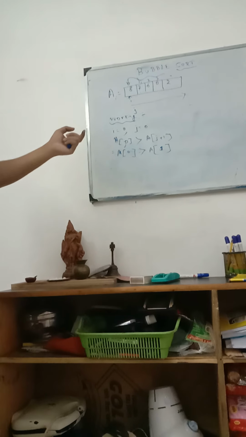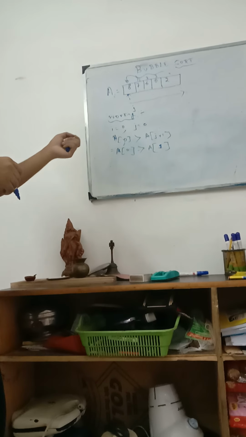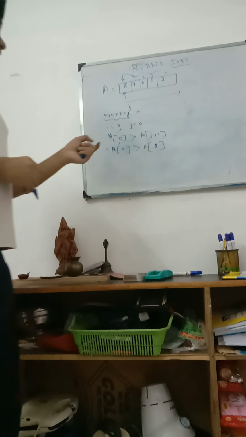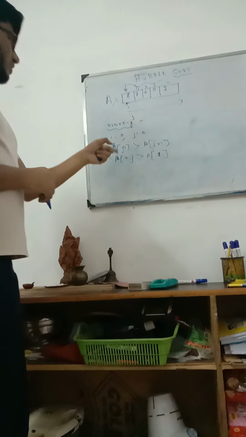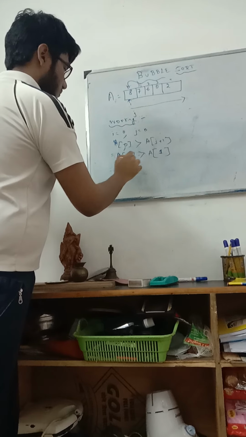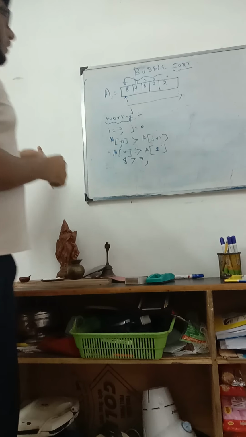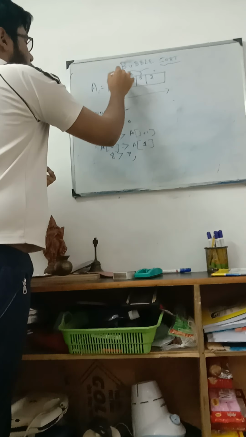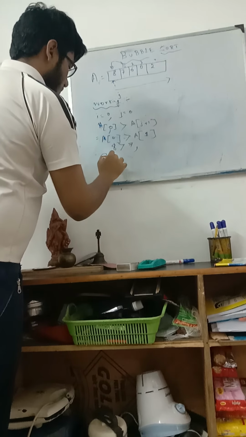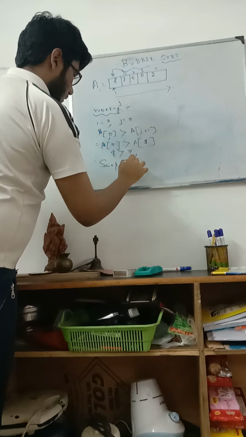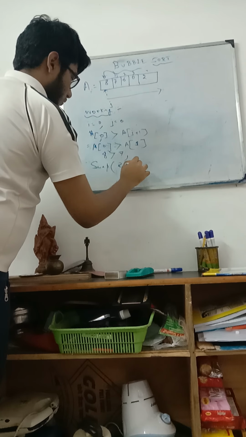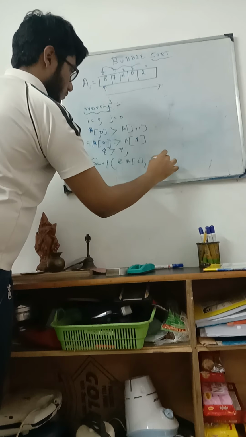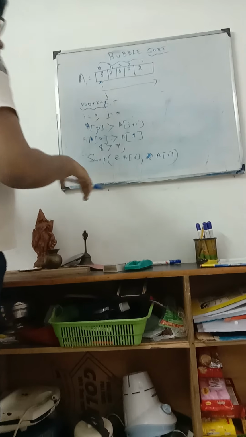So suppose now in this case a0 is greater than a1. Now what will happen is that in this case 8 is greater than 7. So what will happen? It will get swapped. This value will get swapped. So now we will swap a of 0 with a of 1.